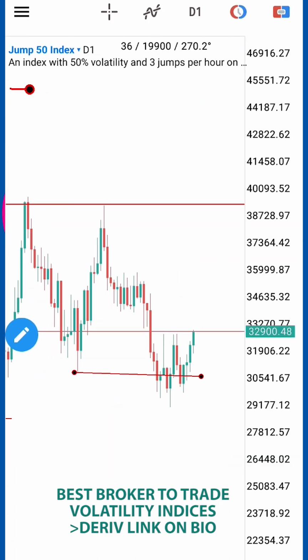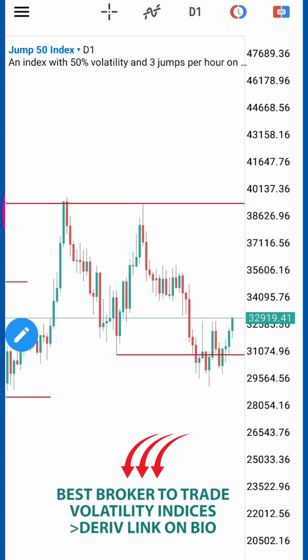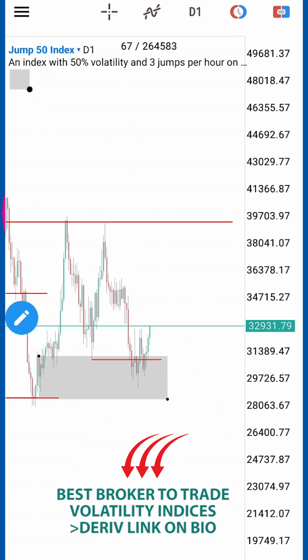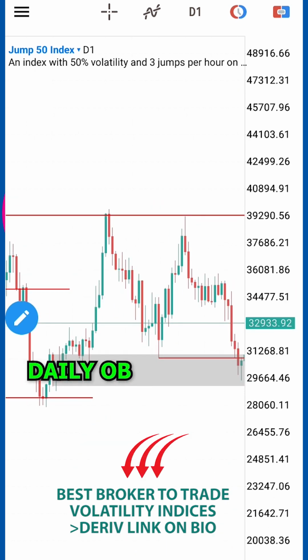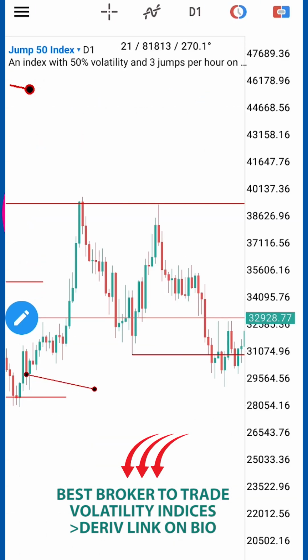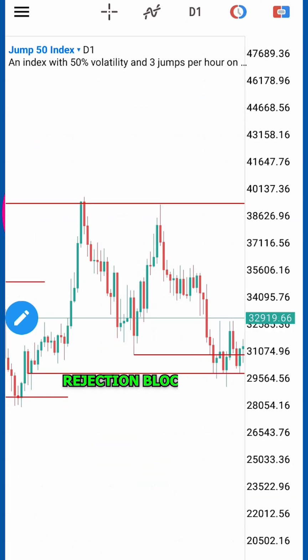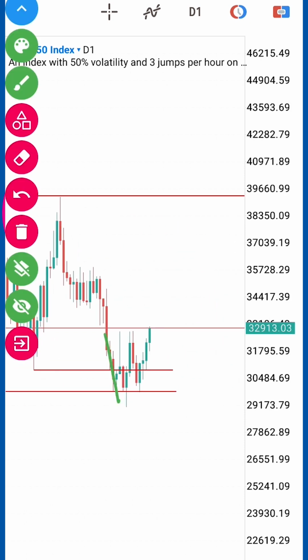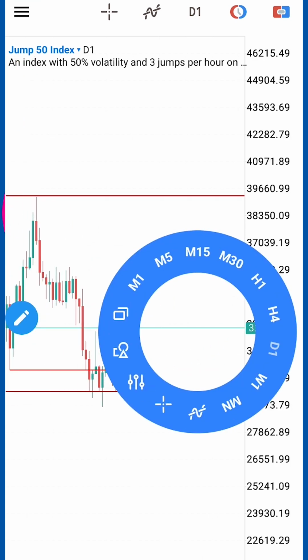Now on the daily, we see price did a raid or a stop hunt below the low, and while it was doing that stop hunt, it's reacting off of the daily bullish order block right now, and specifically on the daily bullish order block, it's respecting the rejection block. So you can sort of see consistencies in terms of price reacting off of the rejection block on Jump 50s.